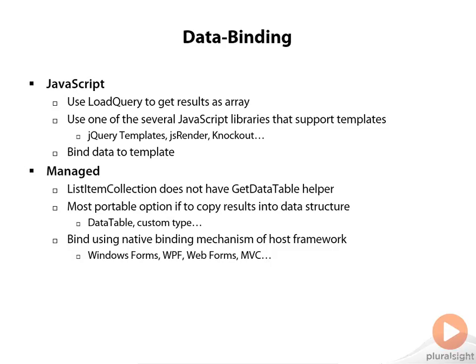In terms of the managed implementations, the list item collection type does not have a getDataTable helper method like the SP list item collection type does in the server object model. And because the field values of a list item are accessed via an index property, it's not easily bindable using any of the native .NET binding frameworks. So I found the easiest and most portable technique is to take the data out of the list item objects and copy it into some kind of data structure that is easily bindable. That could be a data table, some custom type that you've built, or some type that's built into the .NET framework.